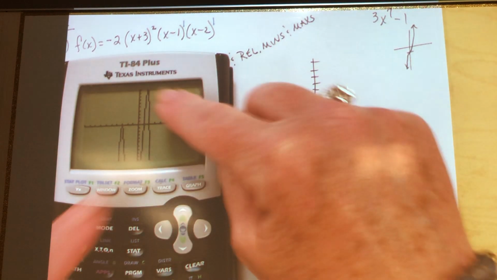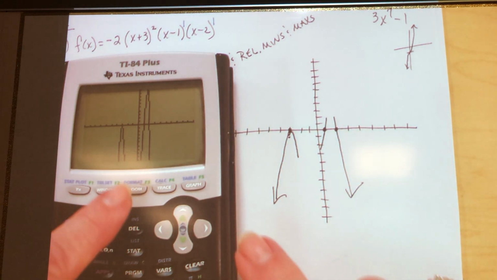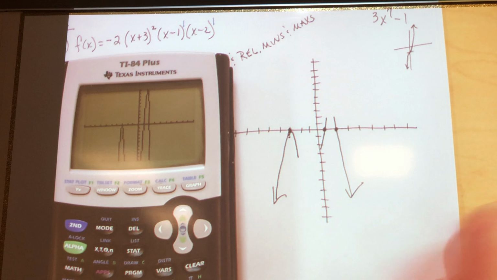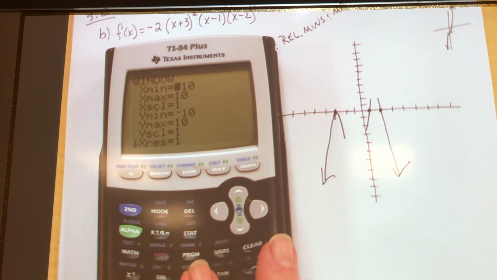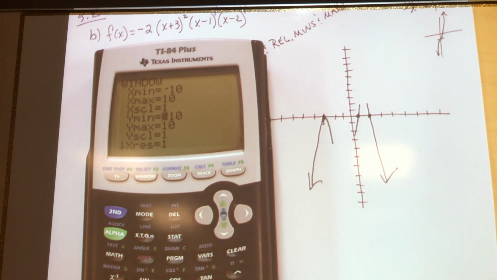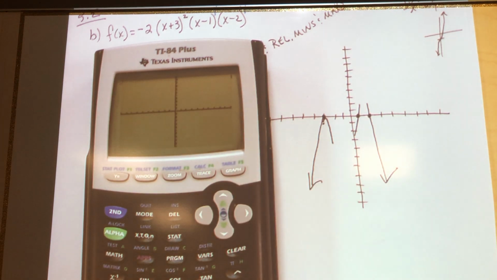So I noticed that my relative max and relative min are not on my graph. He can't find it if he's not looking at it, okay? So who do I need to change, the x's or the y's? And where do I go to do that? Window. Very good. So I'm going to go to my window. I don't care about the x's. The y's, I'm going to make them bigger. So I'm going to go -20 to +20. And I'm not worried about the scale right now. So I'm going to graph him.